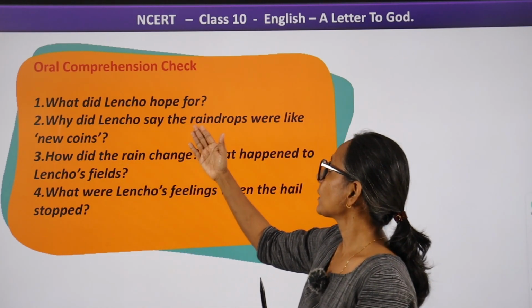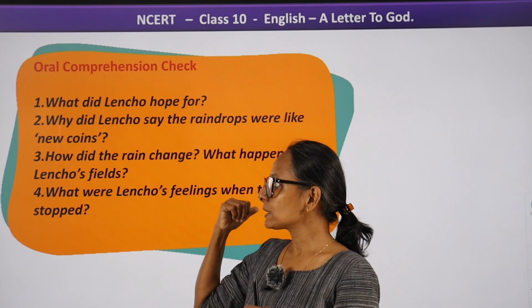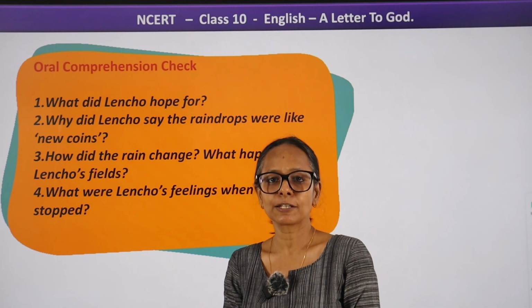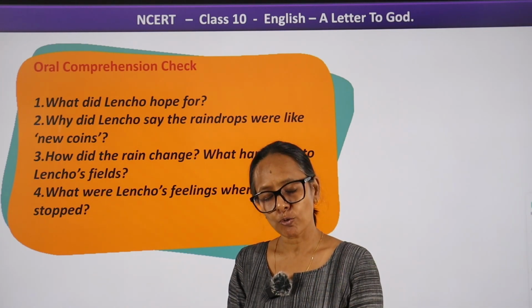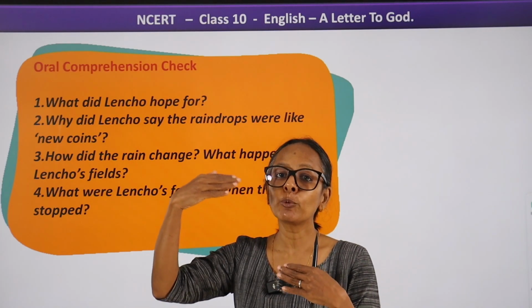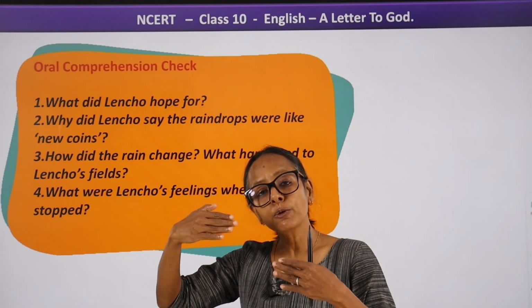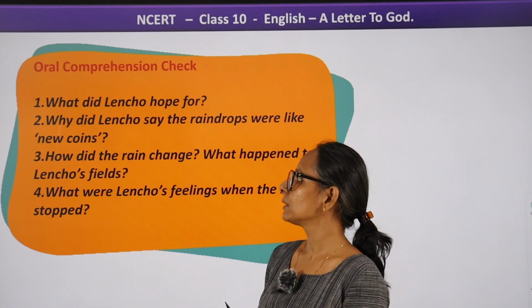Why did Lencho say the raindrops were like new coins? So like we discussed before, he said that they were like new coins because as more rain falls, the crops will grow very well. He can sell them and make money. So he equated the raindrops to new coins because that is going to give him more money.